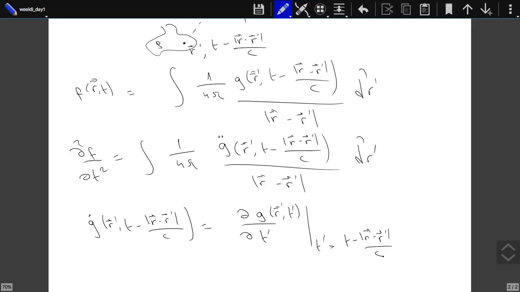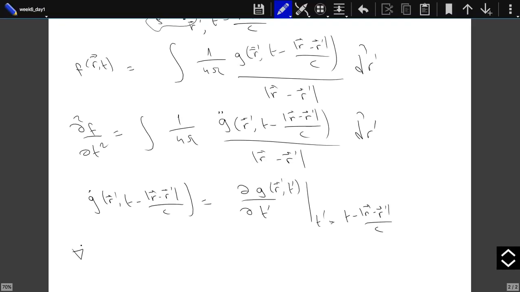Now we need to take the Laplacian of f. I will use index notation. I know you don't like it yet. You will love it in your future life. So that's why I will be using it. So this is del i f. Well, you see, r only appears in the combinations of r minus r prime all the time. So let me take the derivatives of r minus r prime.